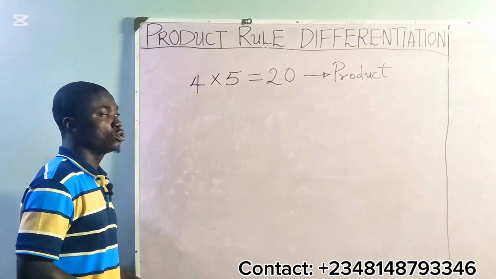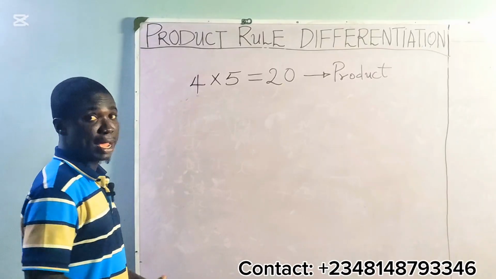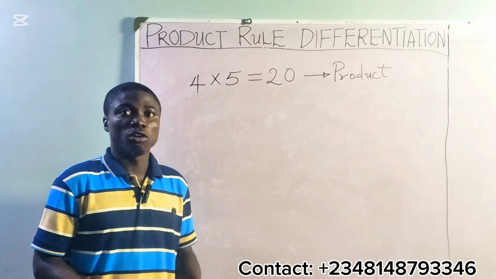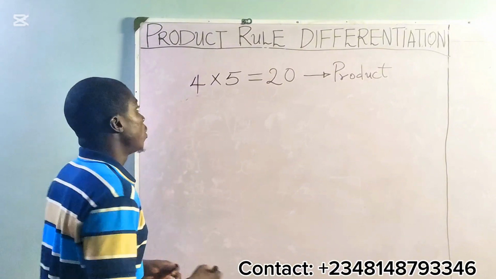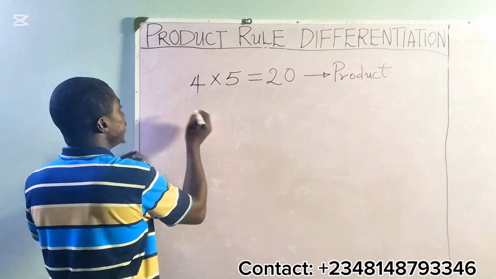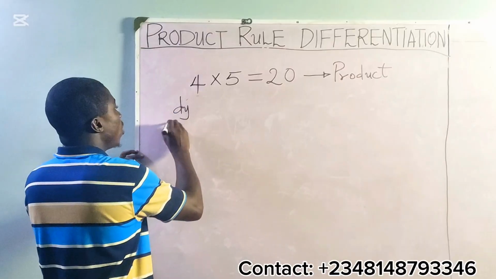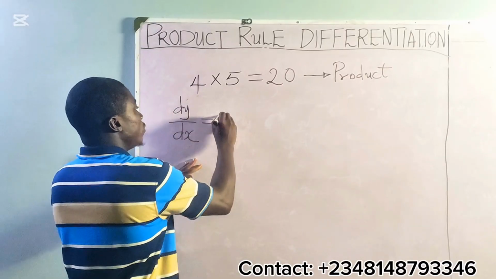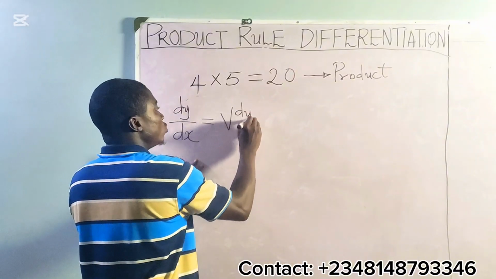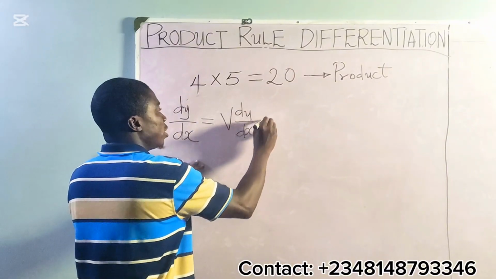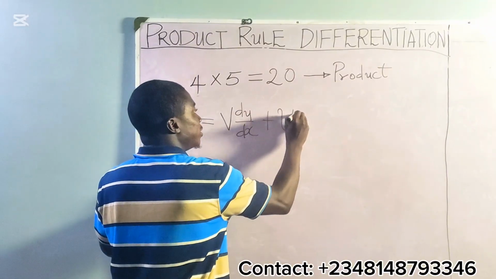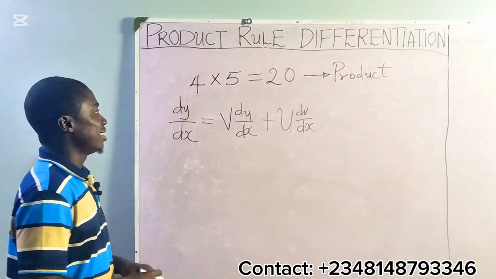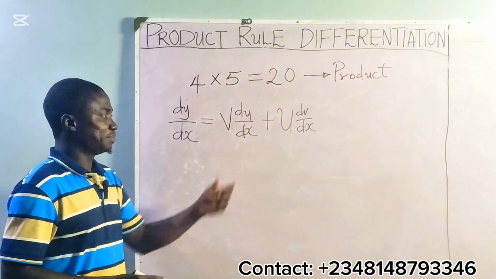All right, so the product rule is used when two terms multiply themselves. Now, what is the formula of the product rule? The product rule formula is given as dy over dx is equal to v du/dx plus u dv/dx. This is the product rule formula.